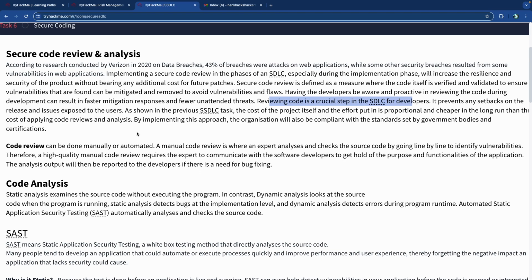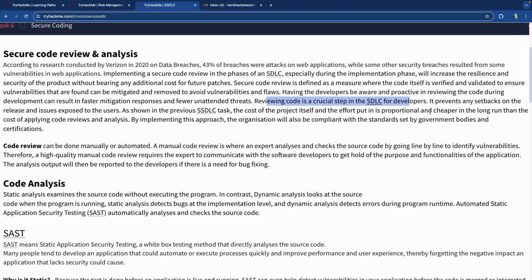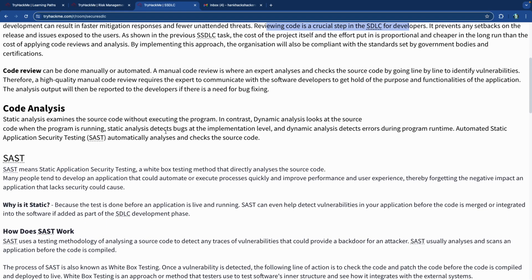As shown in our previous task, the cost of the project itself and the effort to put in are cheaper in the long run than the cost of applying code reviews and analysis. By implementing this approach, the organization will also be compliant with the standards set by government bodies and certifications. It can either be done manually or automatically.